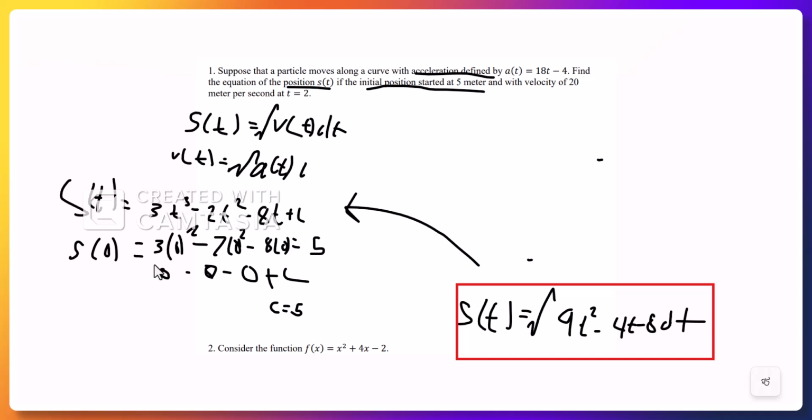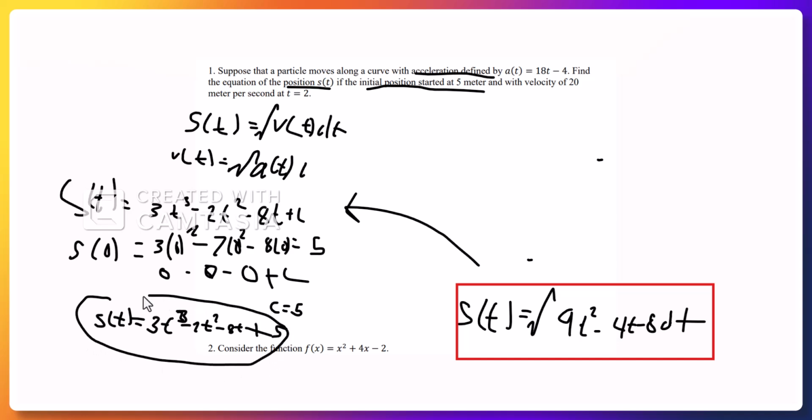So that means the equation of s of t is s of t equals 3t cubed minus 2t squared minus 8t plus 5. And this is going to be your final equation for what the statement is asking for: find the equation of s of t if the initial position started at 5 meters.